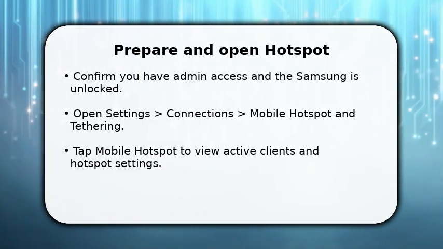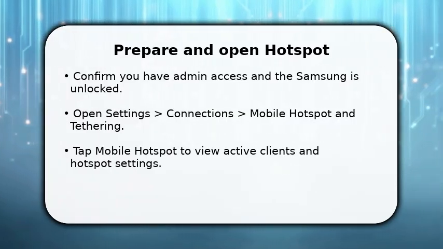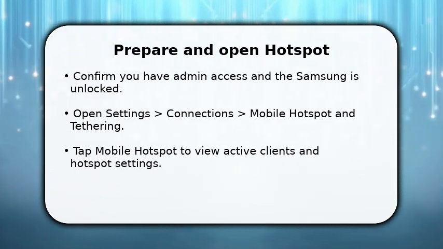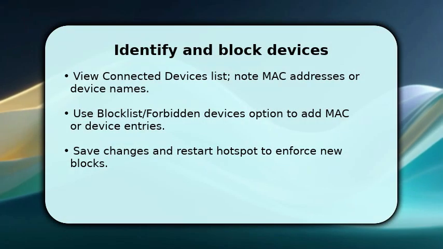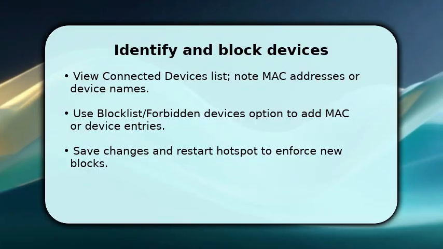Make sure to note the MAC addresses or device names you want to block before changing any advanced options. Now you identify the unwanted users from the connected devices list. Write down their MAC addresses or recognizable device names because those are what you'll block.